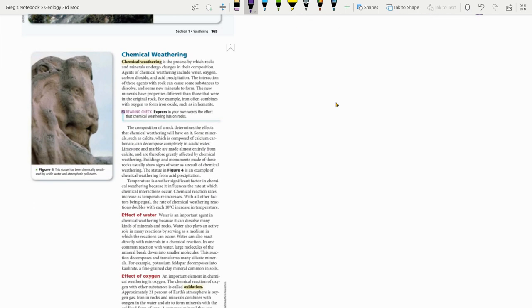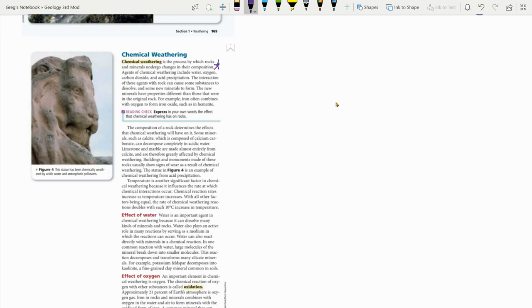Chemical weathering. Now remember, when there's a chemical change, I end up with something different than what I start with. Okay, so chemical weathering is a process by which rocks and minerals undergo changes in their composition. Agents of chemical weathering include water, oxygen, carbon dioxide, and acid. These interactions of these agents with the rock can cause some of the substance to dissolve and some new minerals to form. The new minerals have properties different than those that were in the original rock.